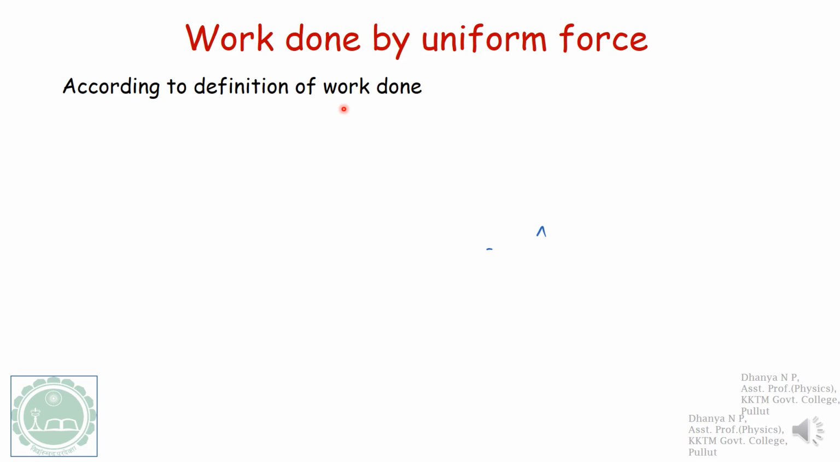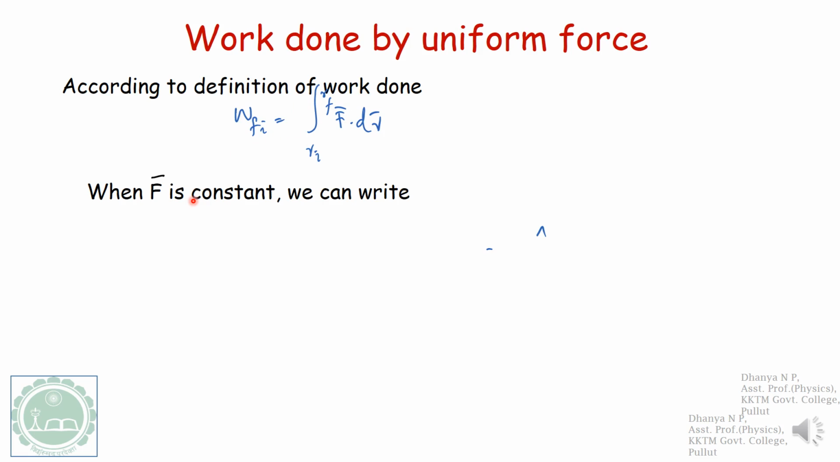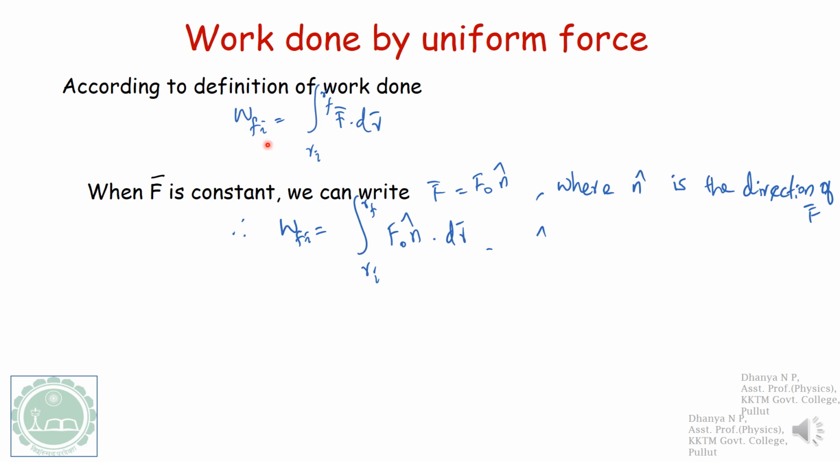According to the definition of work done, we know that W_FI is equal to the integral from Ri to Rf of F dot dr. If the force is constant, that is, we are applying a uniform force, we can write F is equal to a uniform constant value F0 into a unit vector n, where n is the direction of the particular vector F. Then W_FI can be written as the integral from Ri to Rf of F0 n dot dr. It is equal to F0 n dot the integral from, in place of Ri we are writing xi, yi, zi, and in place of Rf, xf, yf and zf.